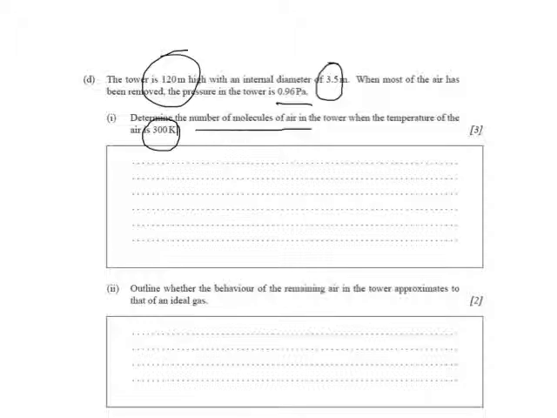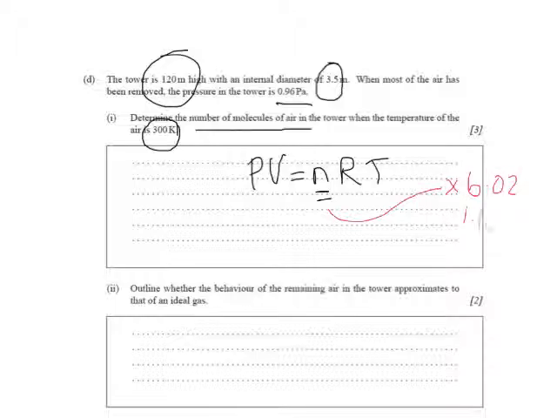Now this is a simple relationship for PV equals nRT. Because if you can find the number of moles, then you simply multiply the number of moles times Avogadro's constant, which is 6.02 times 10 to the 23. Okay, so that would give you the total number of molecules. So let me fill in the numbers there.